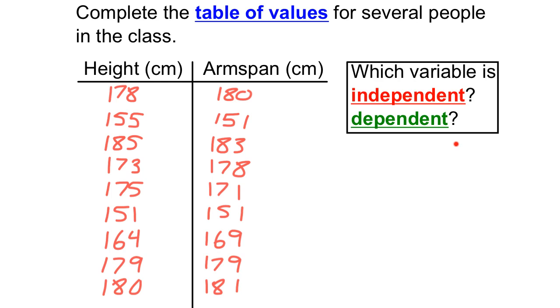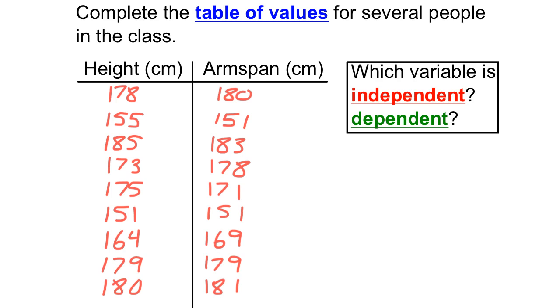Now over here I have a question. Which variable is independent and which variable is dependent? So those are some words that we're going to be using to describe the relationship between our variables that we're measuring. And sometimes it's hard to determine which is which. So you have to think about, what does it mean? Independent means it's not dependent on something. Dependent means it does depend on something.